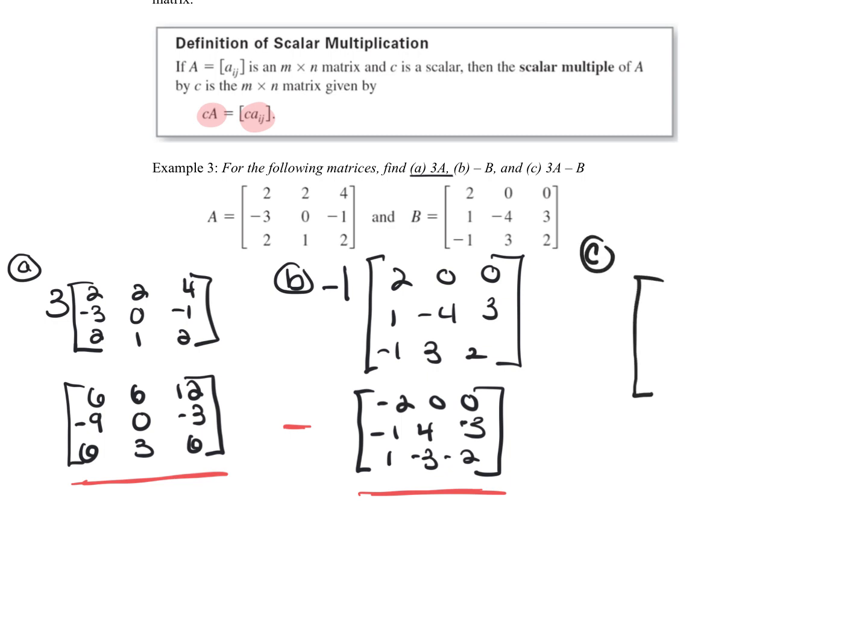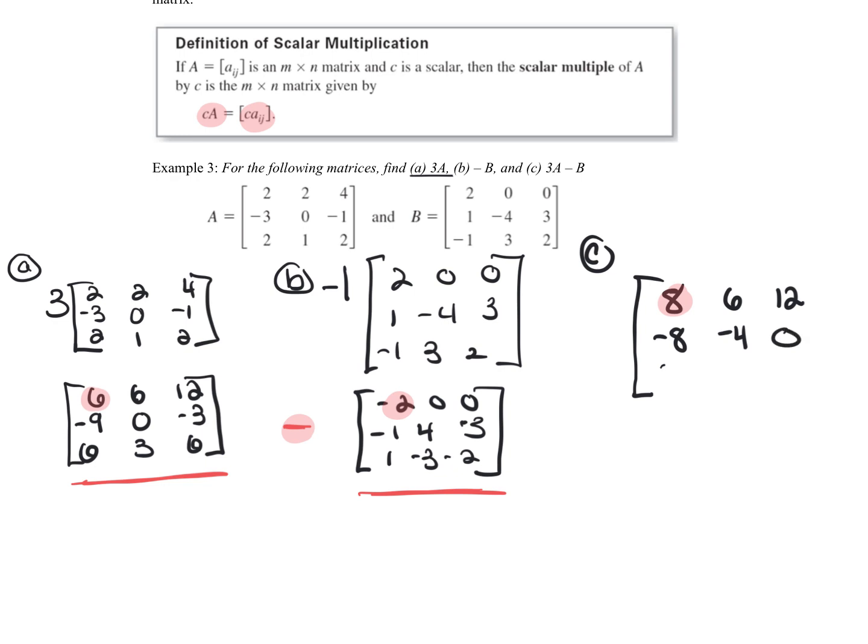So 6 minus negative 2 makes an 8. I'm going to follow that pattern over and over again. 6 minus 0 is 6. 12 minus 0 is 12. Negative 9 minus negative 1 is really adding, so it's going to be negative 8. 0 minus 4 is a negative 4. Negative 3 minus a negative 3 is a plus 3, which makes a 0.